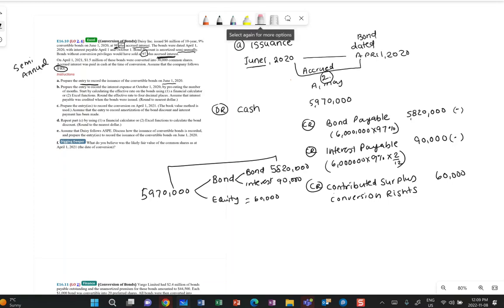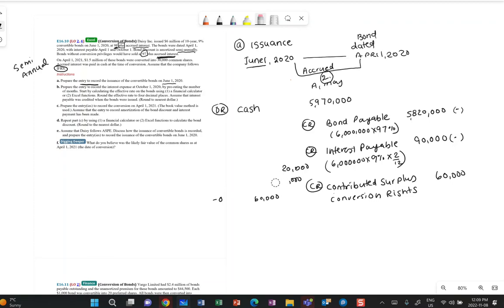So that's what the question is asking you to do for part A. Part A was to record the entry at the time you issue the bond. Now the second part of the question is asking you to do part B.